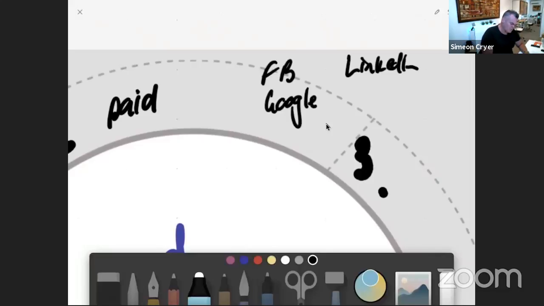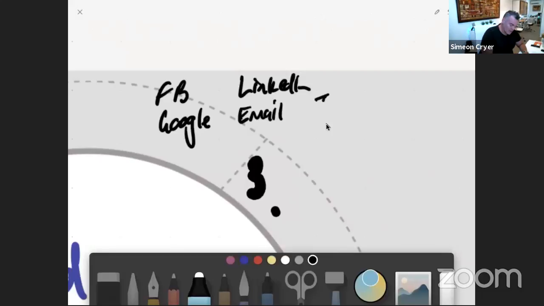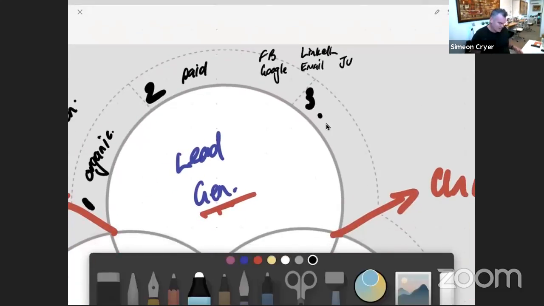You've also got YouTube, which is essentially Google anyway, and Insta is also Facebook, right? But you've also got email lists, for example, that you can rent or buy. You've got JV partners that you could do some stuff with, right? So paid is a really cool space to be if you know what you're doing, or if you're working with a company like ours who knows what they're doing.